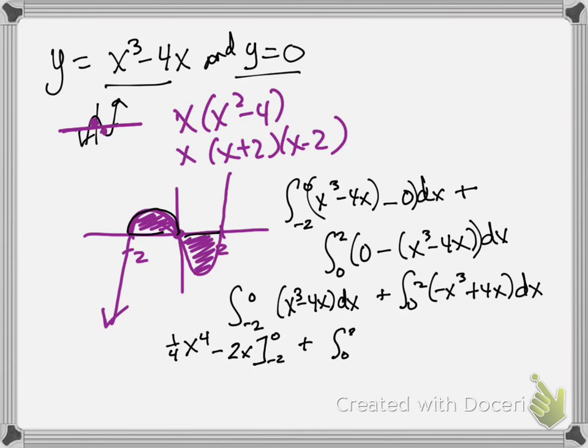0 to 2 of, oops, not doing that, sorry, taking the antiderivative. That would be negative 1/4 x to the 4th plus 2x squared. This is supposed to be 2x squared, that would mess things up. Okay, from 0 to 2.